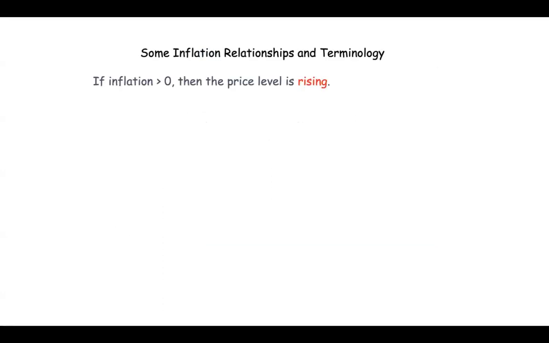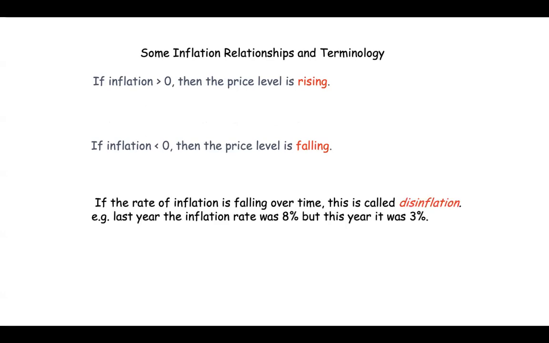All right, so a little bit of terminology. Positive inflation means the price level is rising. Negative inflation means the price level is falling. And then we could have a situation like the one we're going through right now: in 2022, inflation went up to 8-9%. Now we're down to a positive but lower inflation of about 3%. So we're going through a period of disinflation, which means we still see the price level rising, but at a lower rate. Okay.